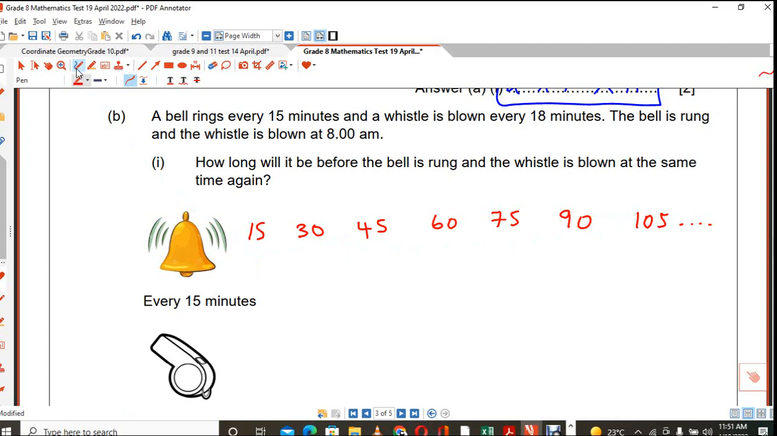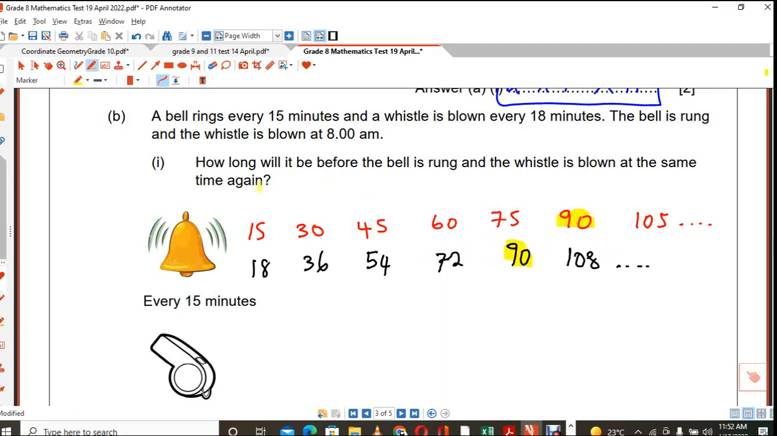The other one is 18, 36, 54, 72, 90, 108.